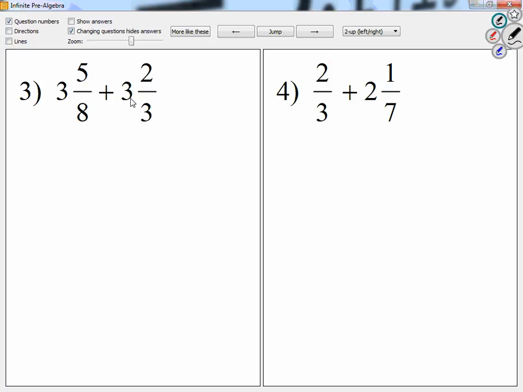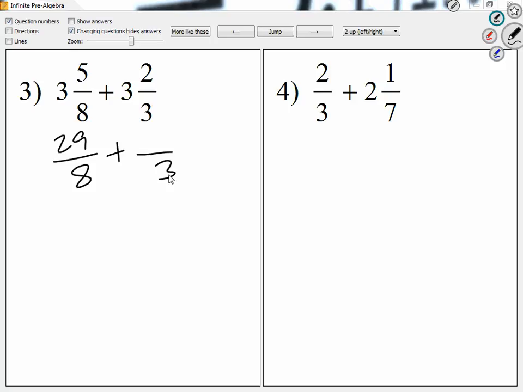But now, let me take a look at numbers 3 and 4 when they're not. First, let me change that to improper fractions. On the first one, I write an 8 at the bottom, and on the top, I write 29. On the second fraction, I write a 3 at the bottom. What do I write on top? 11. The denominator is not the same, so I have to make them the same. Which number do 8 and 3 both go into? 24.